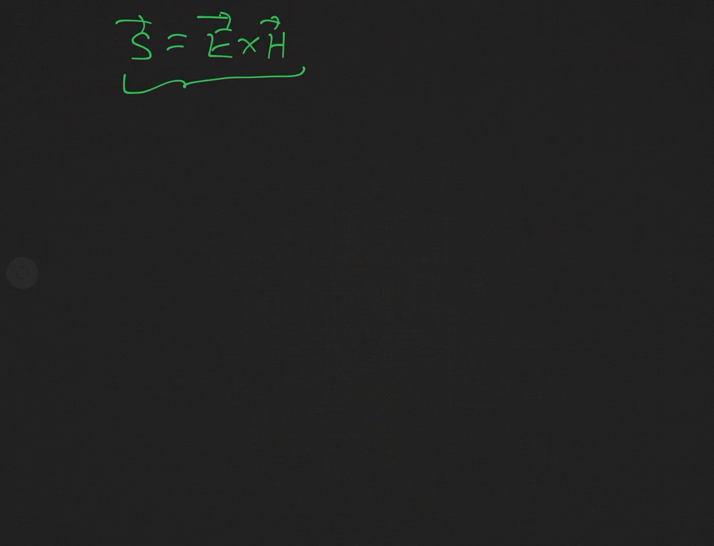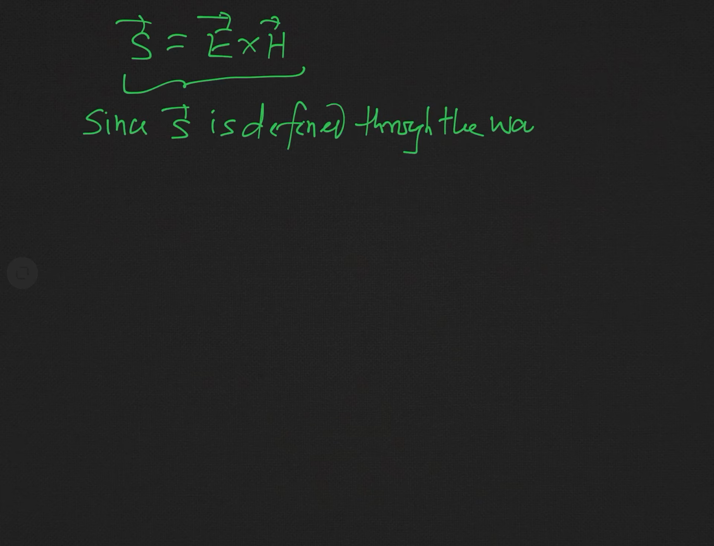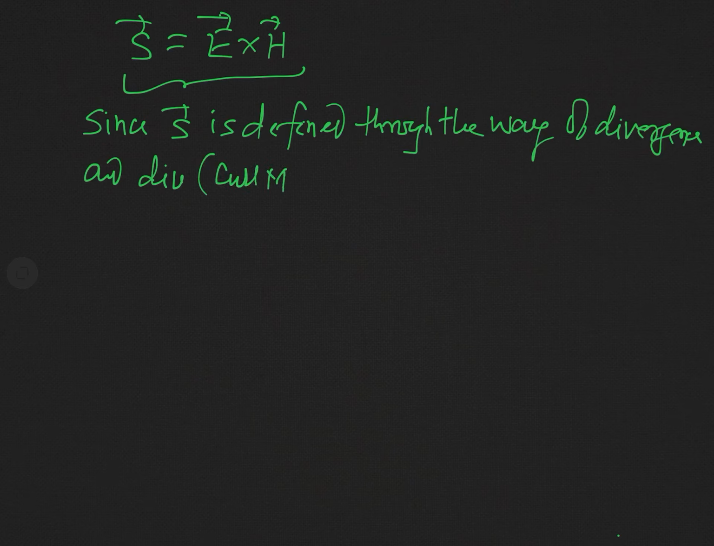You can see this, that since S is defined through the way of divergence, and divergence of curl M is equal to 0, where M is any arbitrary vector.